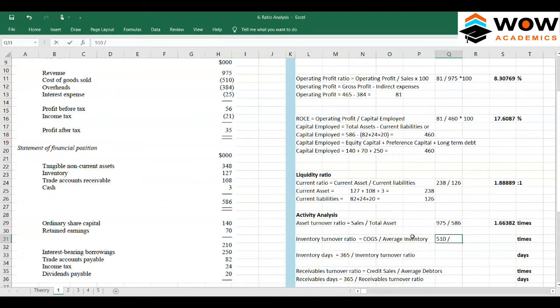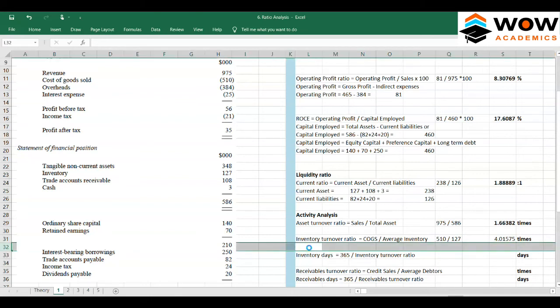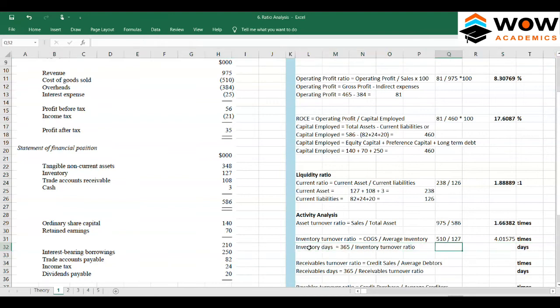divided by average inventory. So if there are 2 years given, then we have to take an average inventory. As there's a single year given, we can just take the inventory as given. Okay, so this will give us the answer in times. It's 4, and for this one it is going to be 365 divided by 4.015. So let's get the answer. So the answer is 90.9 days.